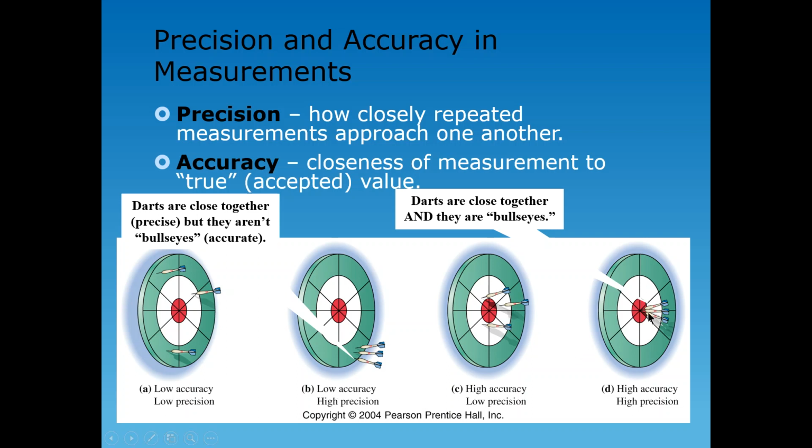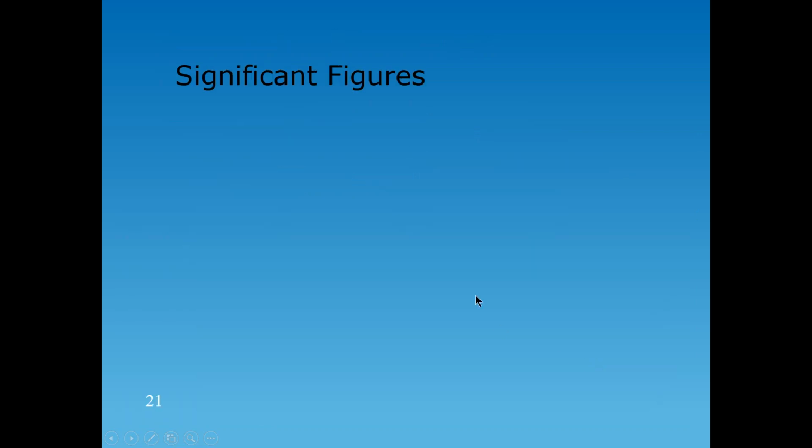And then here is, of course, the perfect situation where all three darts are right at the center of the dartboard. This represents a high accuracy and high precision situation. So of course, whenever we do experiments and take measurements, this is what we're aiming for, right? We're aiming for high accuracy and high precision.